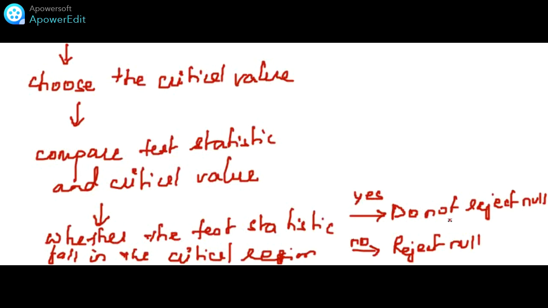Understood? I will repeat the process once again. Ultimately, what was the conclusion? That we are rejecting the null or we are not rejecting the null. But when choosing the critical value, you have to determine the significance level, whether you are trying to find it at 1%, 0.1% or 5%. So you have to determine the significance level first.